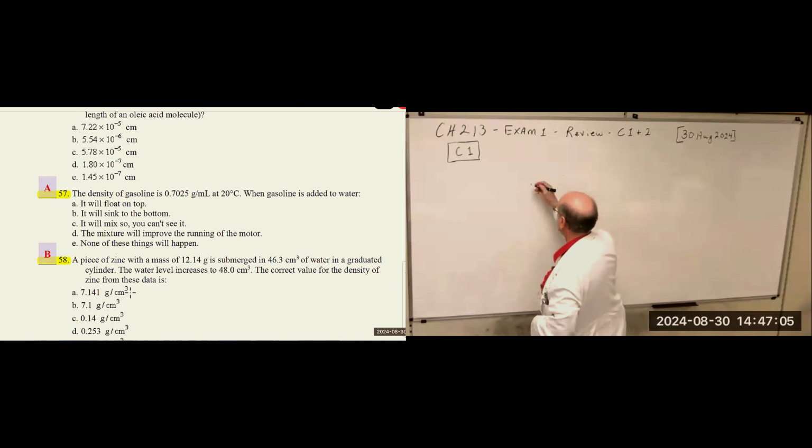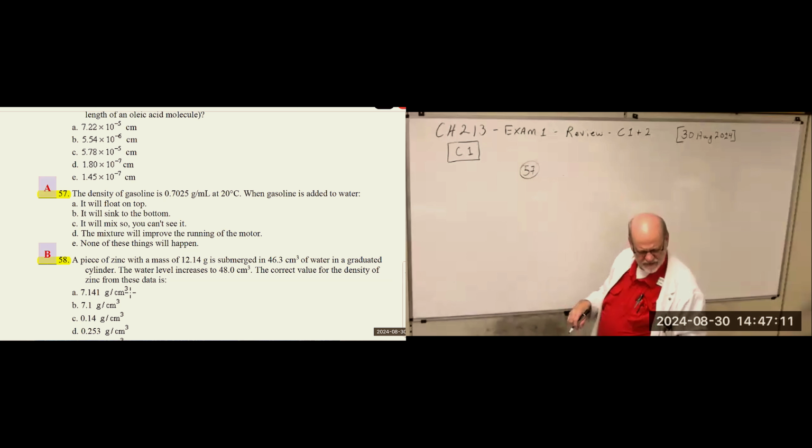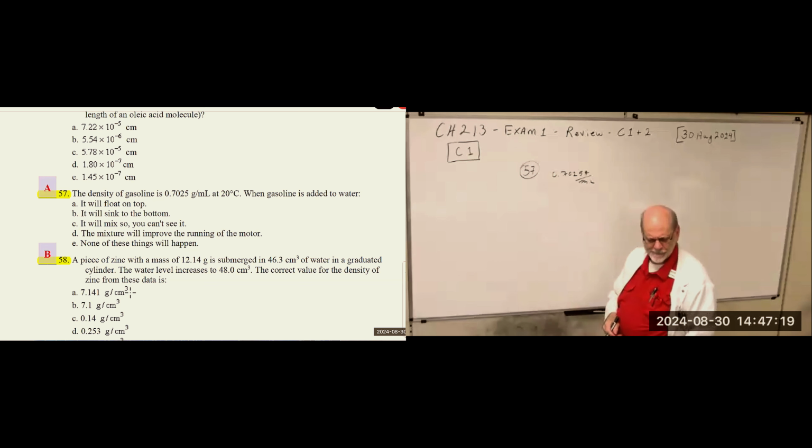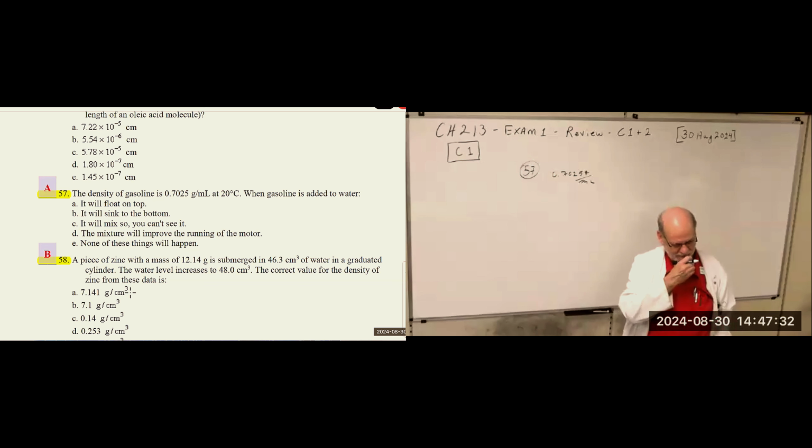57. The density of gasoline is 0.7025 grams per milliliter. When gasoline is added to water, what will it do? Float, sink? Float to the top, because the density of water is one. It's a lower density, and gasoline doesn't mix with water. If it mixed with water, it would just make a solution. But since it doesn't mix with water, it'll float.